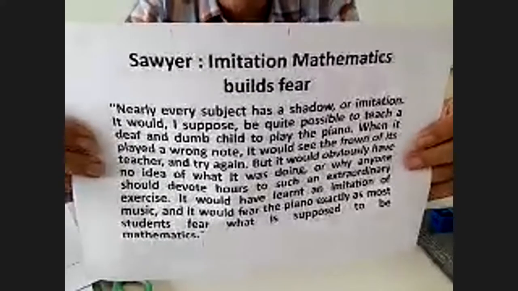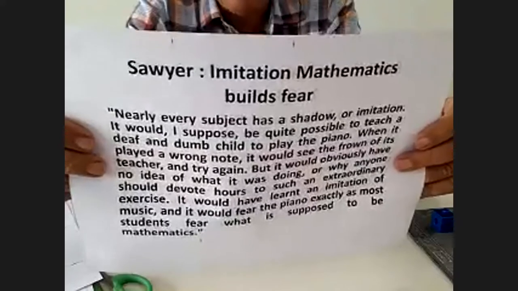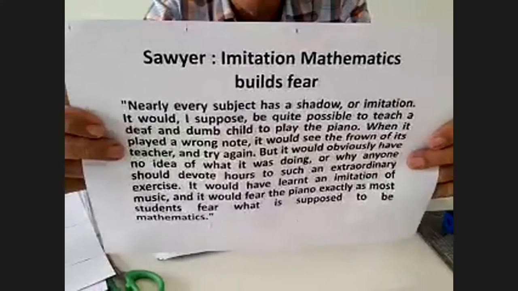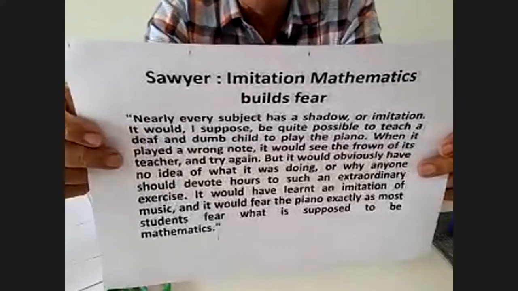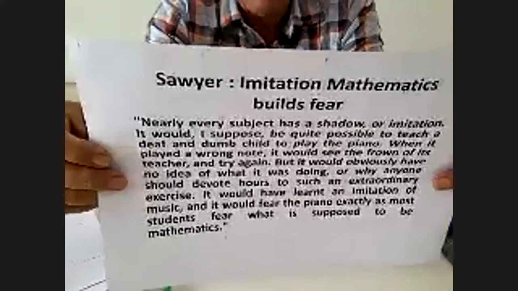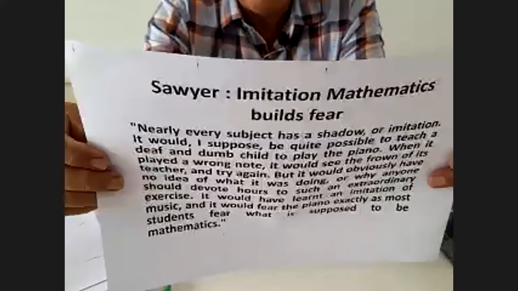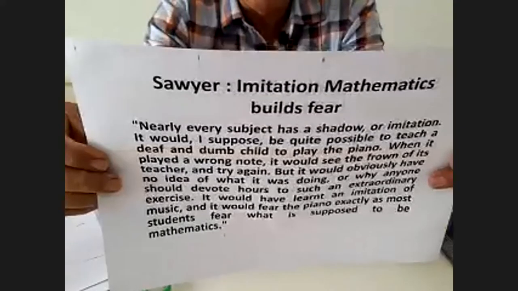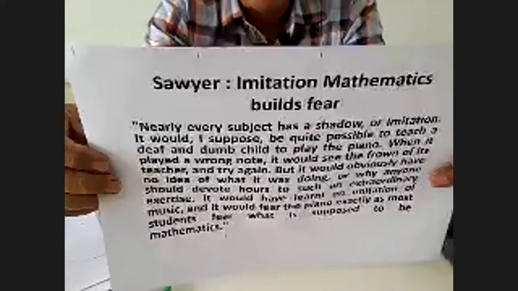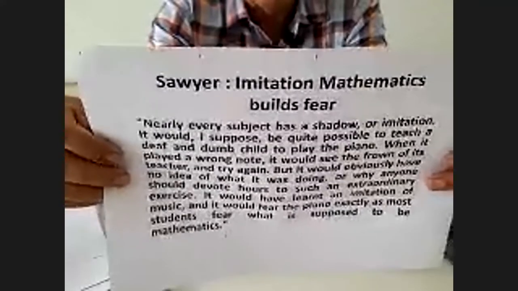He says nearly every subject has a shadow or imitation. It would, I suppose, be possible to teach a deaf and dumb child to play the piano. When it played a wrong note, it would see the frown of its teacher and try again. But it would obviously have no idea of what it was doing, or why anyone should devote hours to such an extraordinary exercise. It would have learned an imitation of music, and it would fear the piano exactly as most students fear what is supposed to be mathematics. What Sawyer is saying is that a lot of math education in most schools, beyond a point, is just imitation mathematics. And then he has this to say about bad math pedagogy.